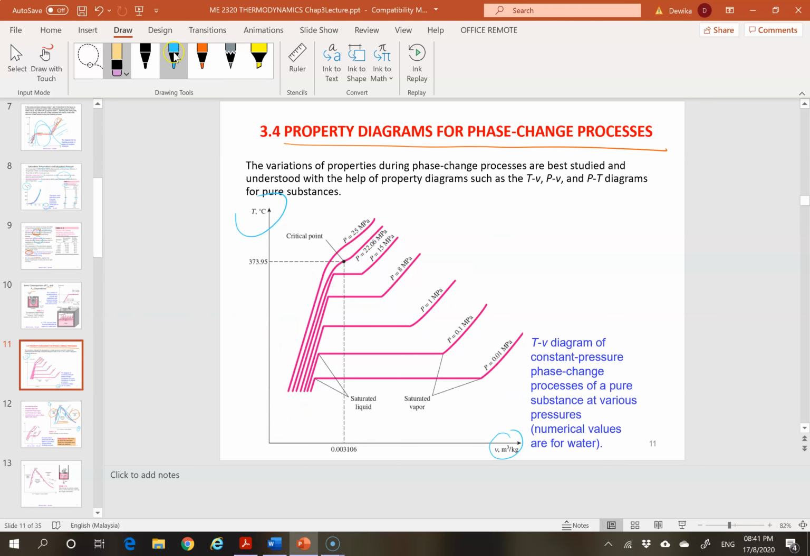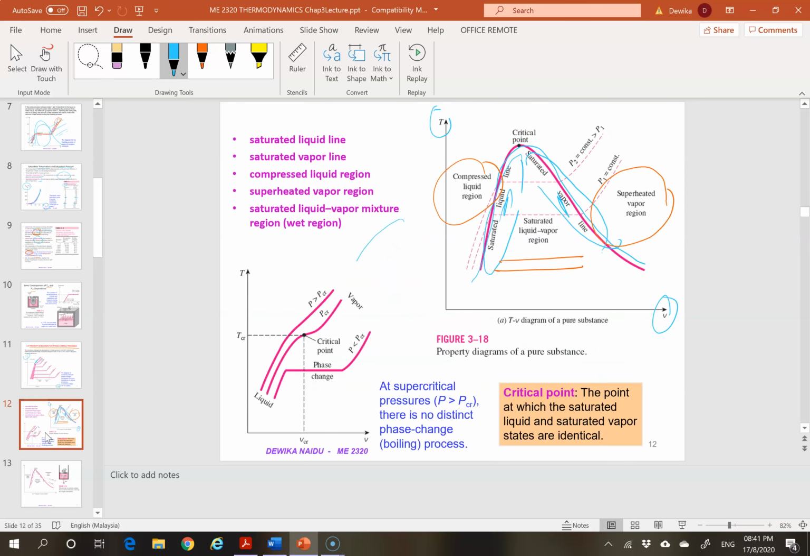What happens up here? It achieves the critical point, and up here, you don't even have latent heat anymore. Correct or not? Yeah. So this is what is actually being plotted up here. This is called the critical point. At supercritical pressure, which is pressure more than the critical point, there is no distinct phase change. So immediately from liquid, it is forming vapor. You don't have a change.